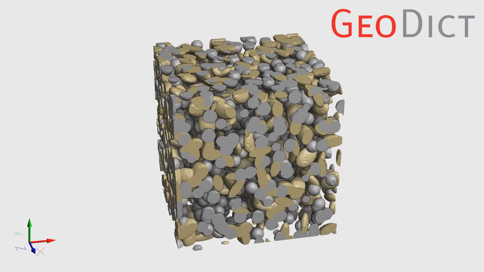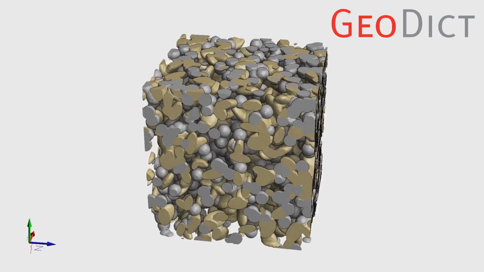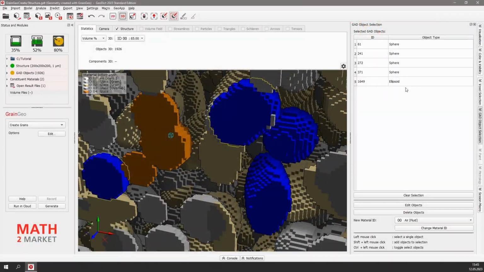This is the end of this video tutorial. I explained the basic structure components in GeoDict, objects and voxels to you.